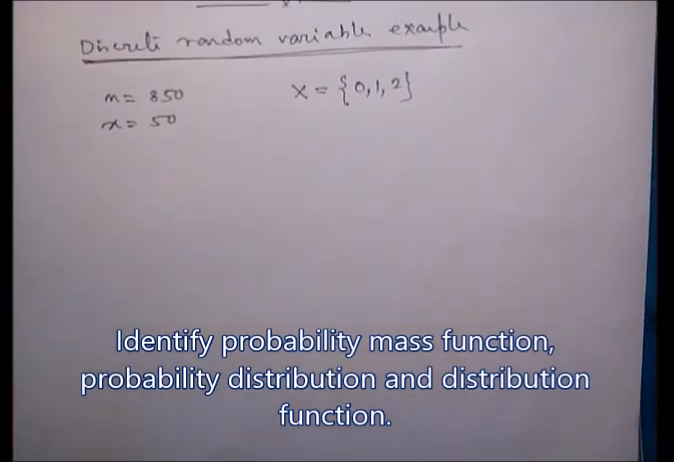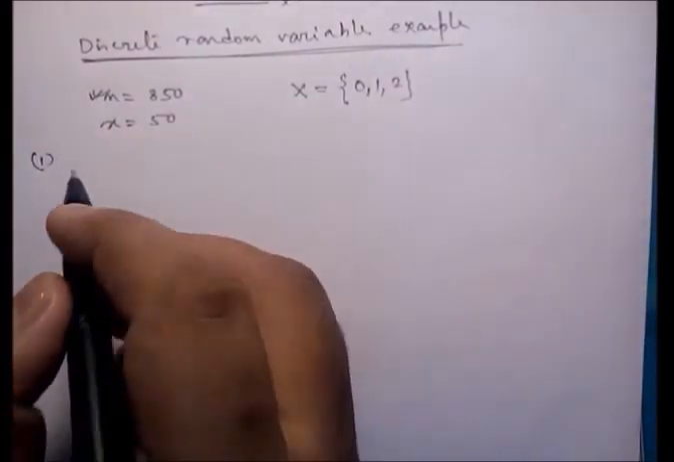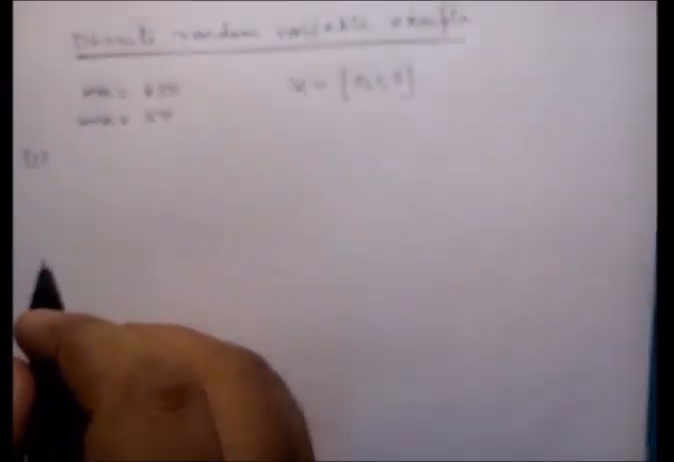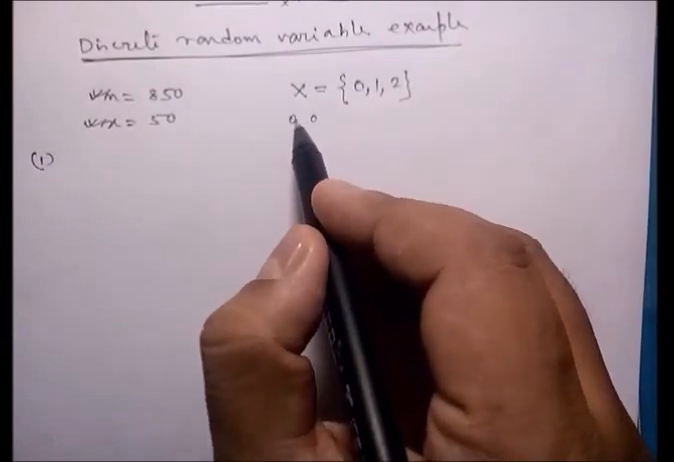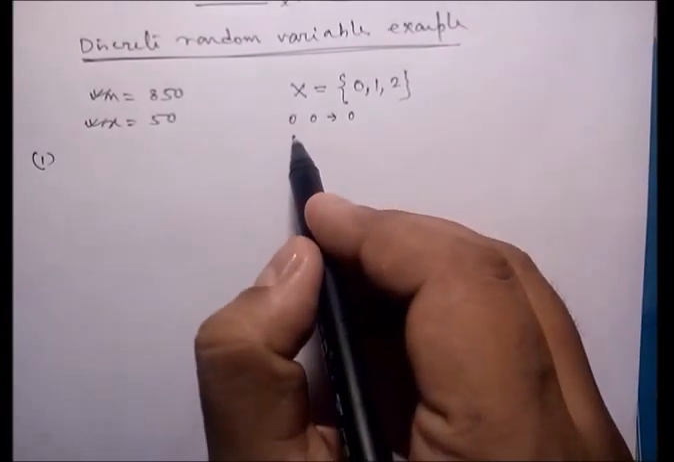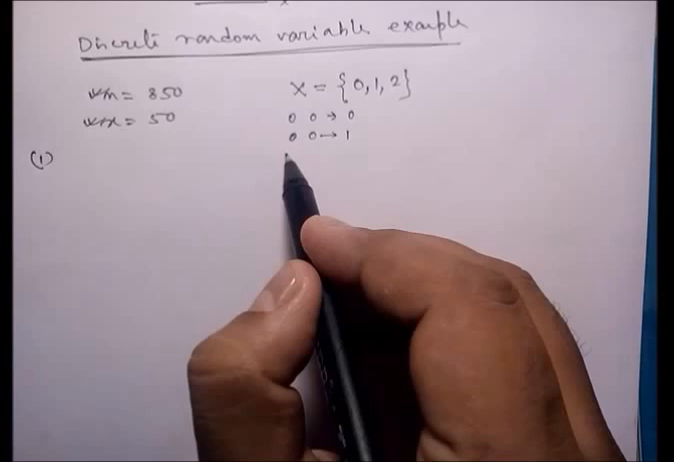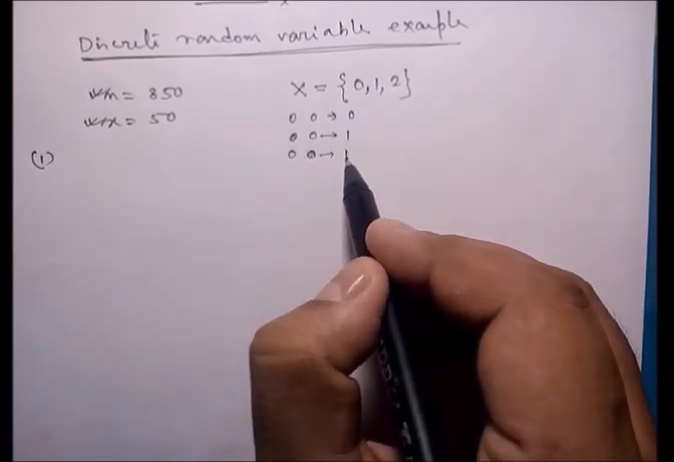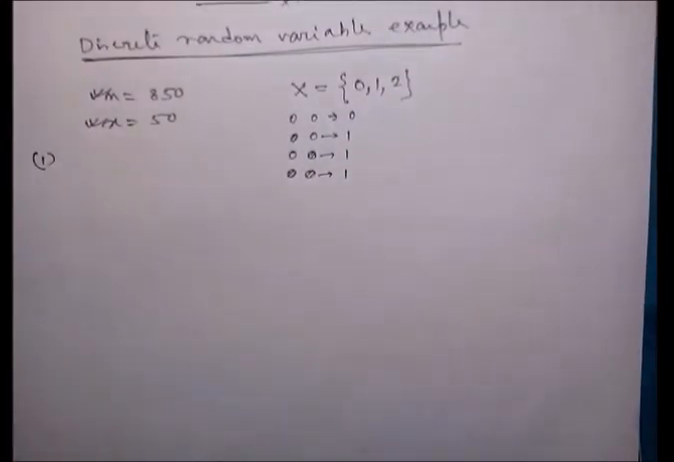Okay, so total number of data is 850, and out of 850, 50 are damaged. Now we are taking two samples. From the two samples, both may be good, so 0 bad. One may be good and another bad, or one may be bad and another good. Or both are bad.